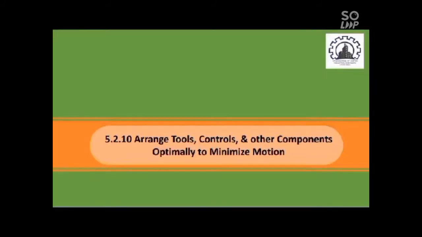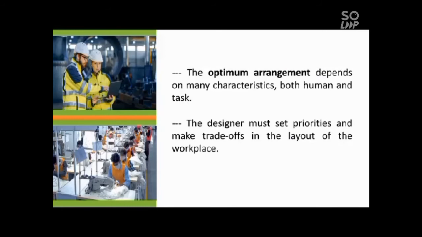Arrange tools, controls, and other components optimally to minimize motion. Optimum arrangements allow users to access and use components easily and smoothly. The optimum arrangement depends on many characteristics, both human, such as strength, reach, and senses, and task, such as loads, repetition, and orientation. Obviously, not all factors can be optimized.